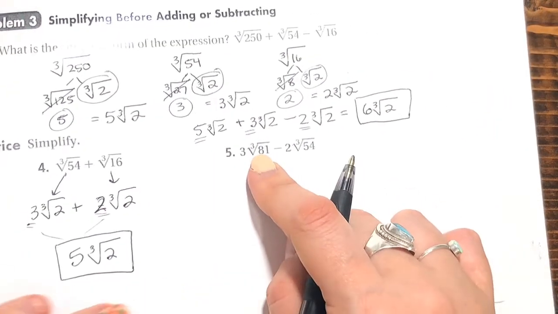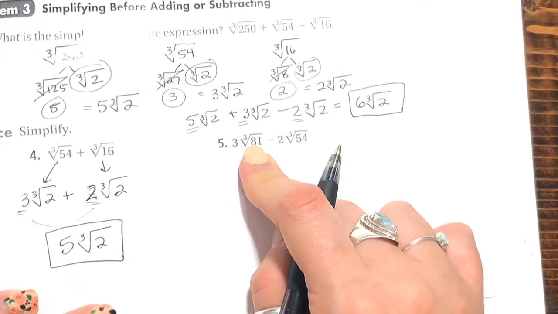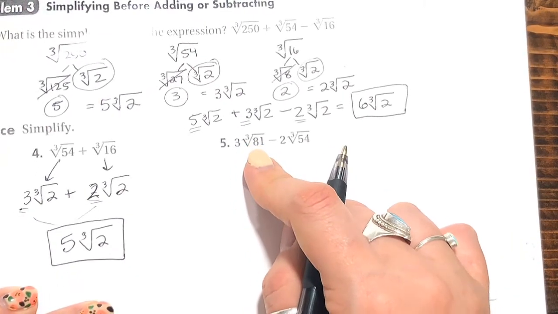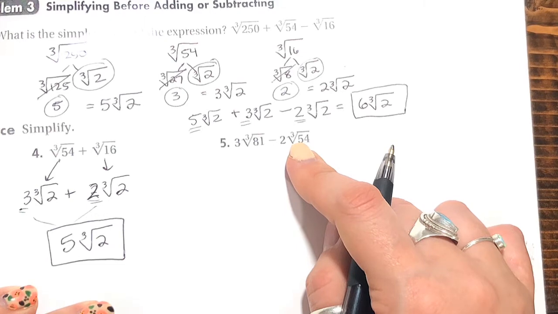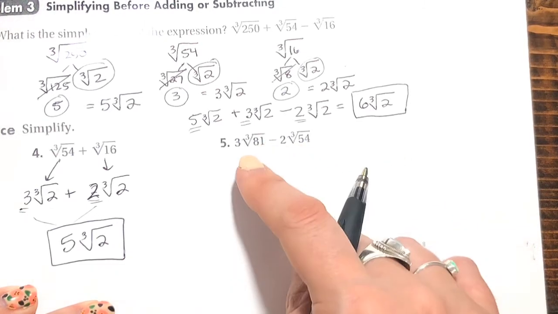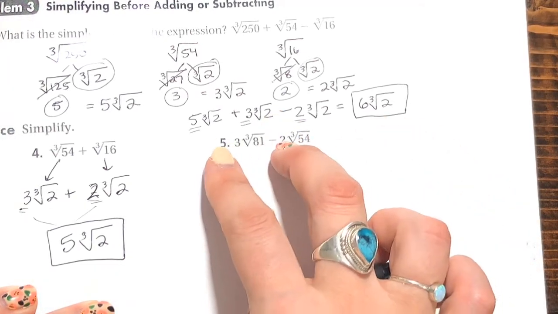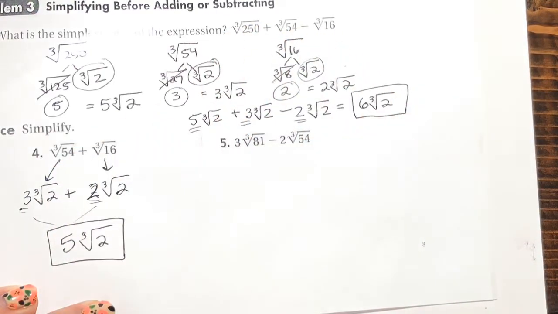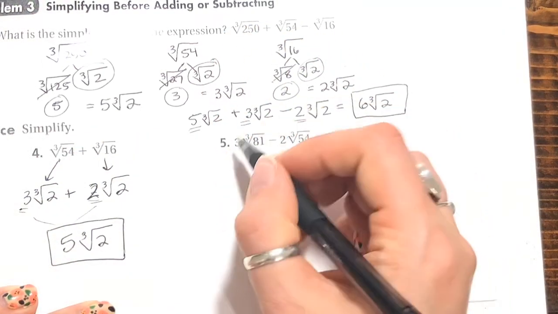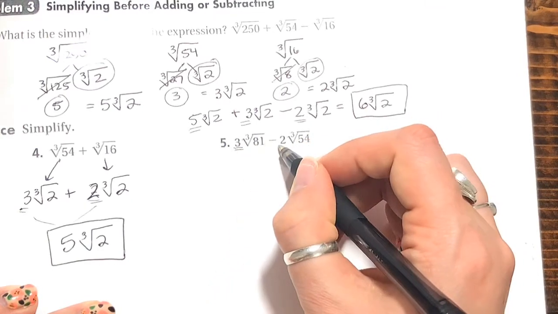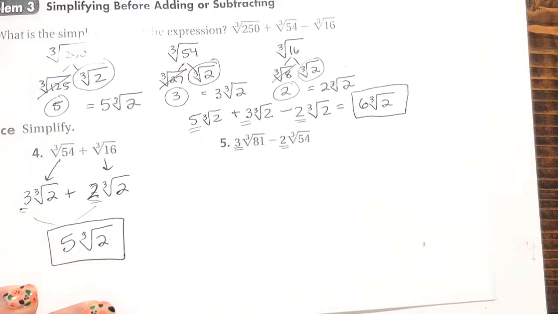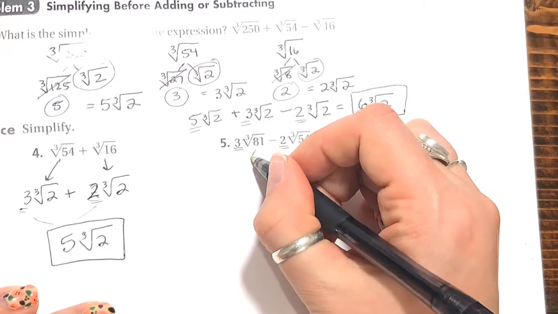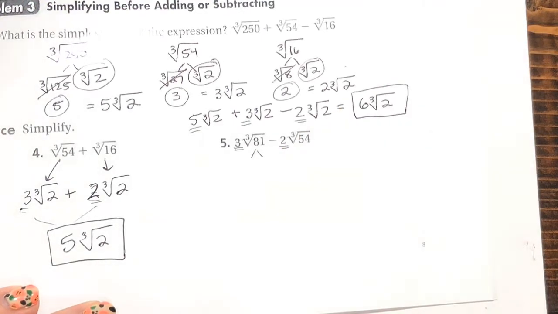Let's do this one. This will be our last one. We've got 3 cube roots of 81, subtract 2 cube roots of 54. So on this one, they already have the numbers in the front. So far with our cube roots, we haven't had any numbers in the front. We've just looked at the roots. So we need to be careful that this one had a 3 and this one had a 2 already to start with. But let's go ahead and break up this cube root of 81.